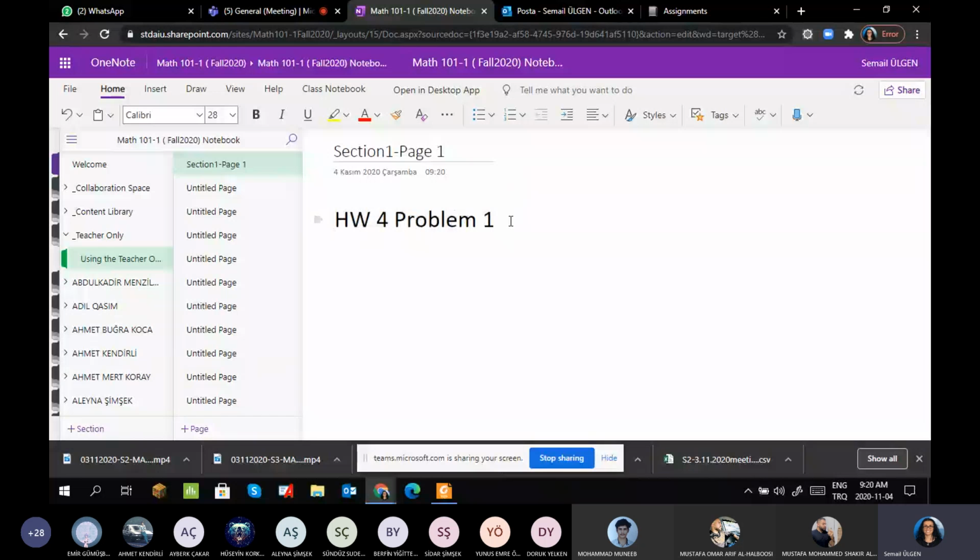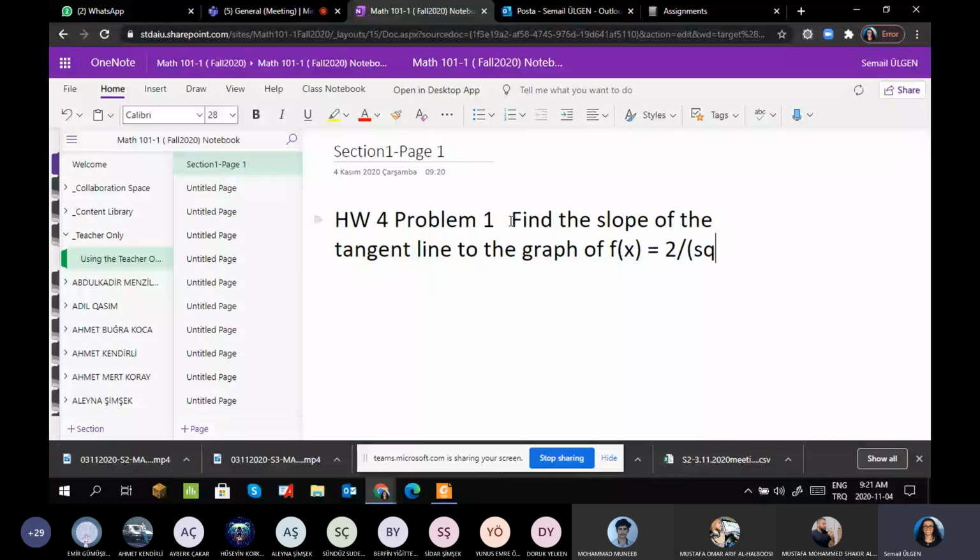All right. So in this question, it says find the slope of the tangent line to the graph of f of x is equal to 2 over square root of x. Okay, that is the question. Okay, and at the point at x is equal to 1 over 9. All right.